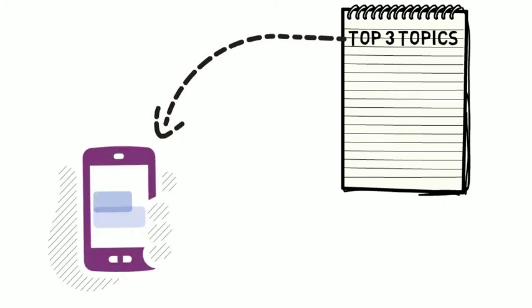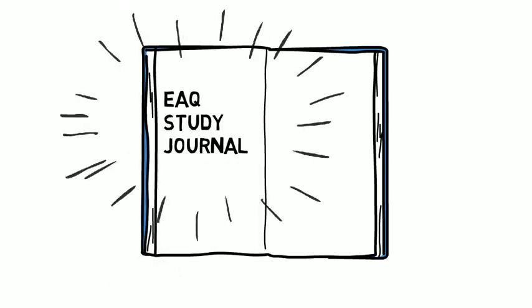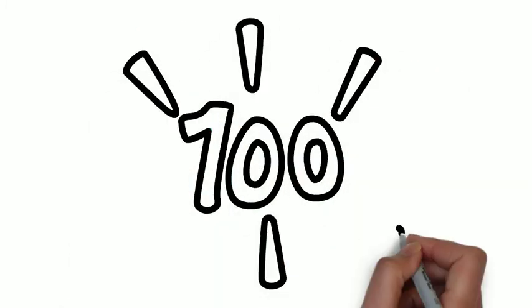These strategies will help students take ownership of their learning. The idea of keeping an EAQ study journal is recommended for all 3 strategies. Helping students understand how to effectively use EAQ will enhance their learning and lead to optimal student success.